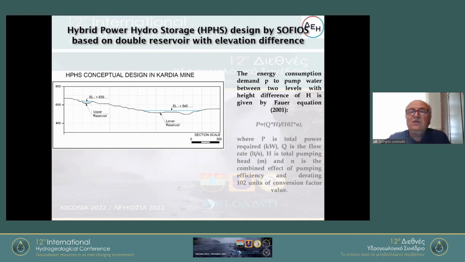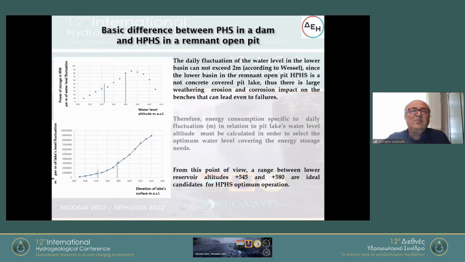The energy consumption demand between two levels with a height difference is given by the Fowler equation. There is a basic difference between PHS in a dam and the HPHS in a remnant open pit. The daily fluctuation of the water level in the lower basin cannot exceed 2 meters, since the lower basin in the remnant open pit HPHS is not a concrete covered pit lake, thus there is very much weathering, erosion, and corrosion impact on the benches that can lead to failures.